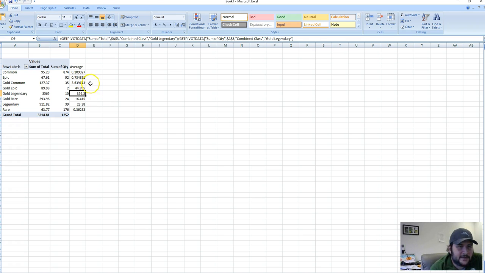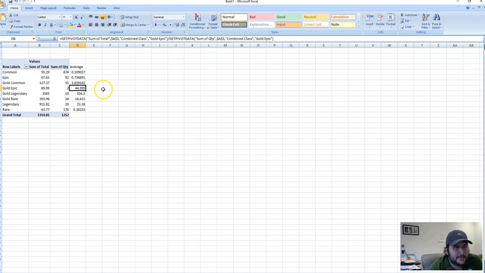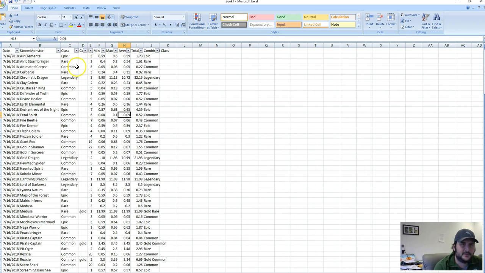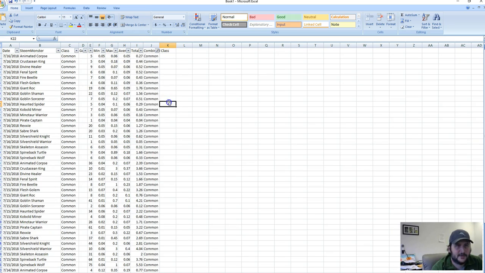Obviously there's a lot more commons trading than anything else, and amazingly there's more gold legendaries that have traded than gold epics, which is kind of weird. But otherwise, it follows the normal order that we would expect based on rarity: commons, then rares, then epics, then legendaries. So that's all cool. And the 10 or 11 cents for commons was higher than I expected. So I went in and I wanted to look at why that was.